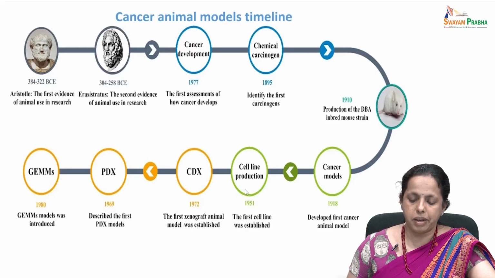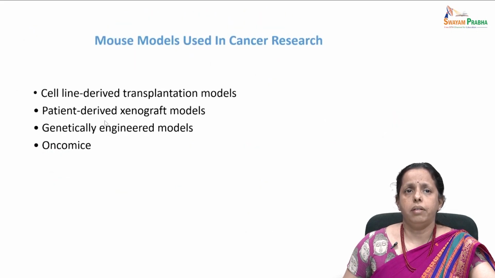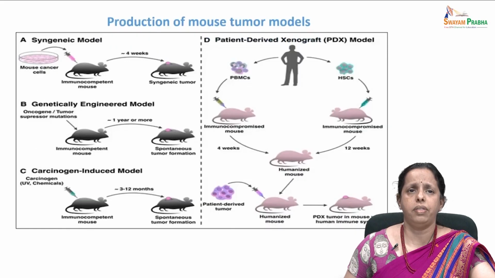We came across this milestone in our earlier class: the first xenograft model and the first PDX. This xenograft is cell line derived, and the genetically engineered mouse models were also developed. So broadly, the mouse models are cell line derived transplantation models, and there are the patient derived xenograft, the genetically engineered mouse model, and the oncogene models.